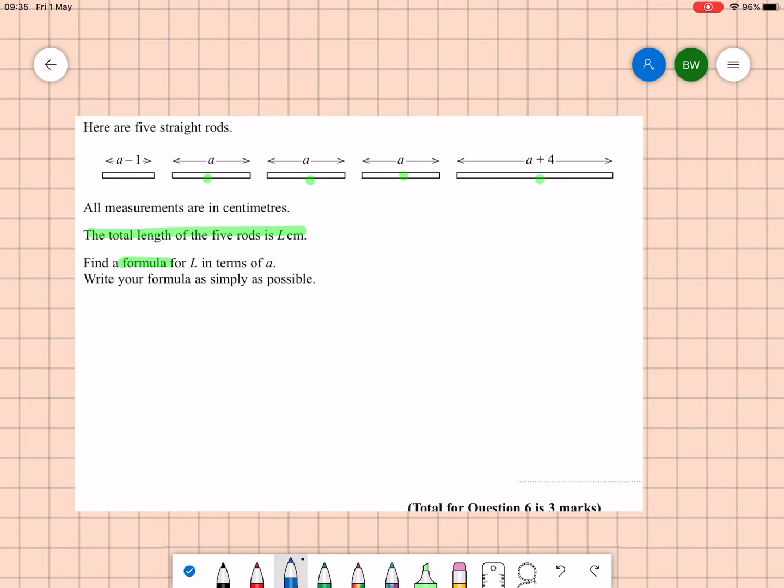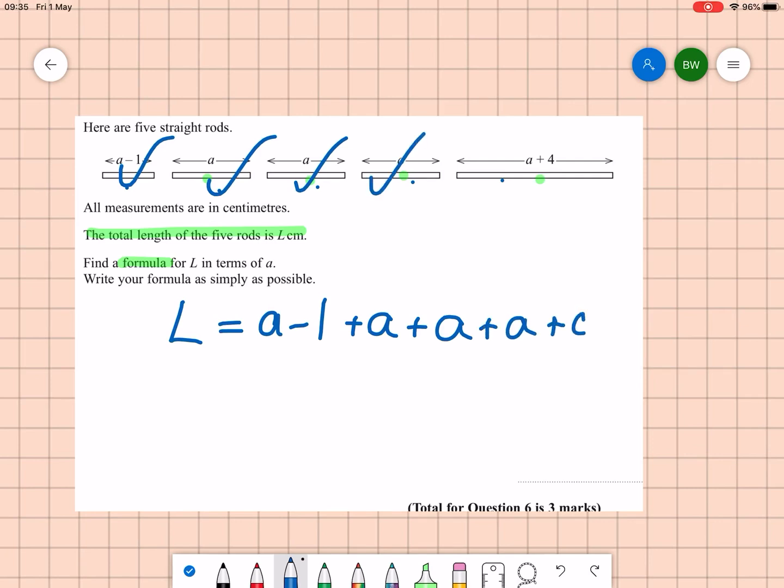So a formula is just a form of equation. So it's got an equal sign in it. It's where we can work something out. So we're calculating the total length, which is L. So the total length is going to equal each of the lengths added together. So the length's going to equal A minus 1 plus A, and I'll tick them off when I've done them, plus A plus 4. It's asking me now to simplify that, write as simply as possible.